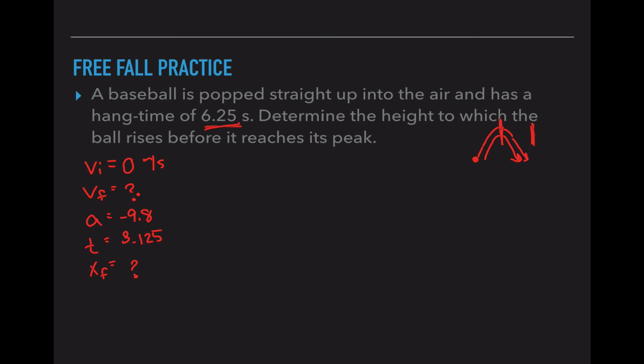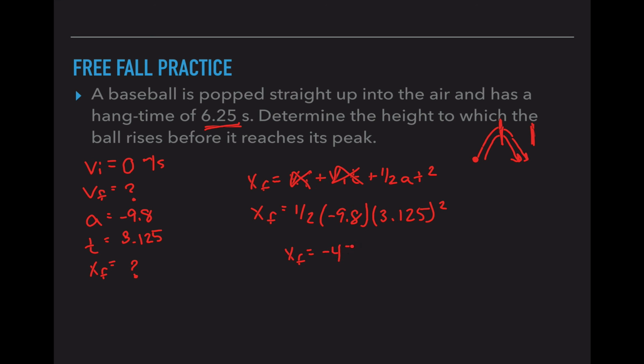So since we are solving for XF, we want to use the same equation as before. XF equals XI plus VIT plus 1/2 AT squared. And we're assuming that XI is 0 and VI is also 0 at the top of the path, so these two values can completely be crossed off. So XF equals 1/2 negative 9.8 times 3.125 squared. And XF has a value of negative 47.85 meters.